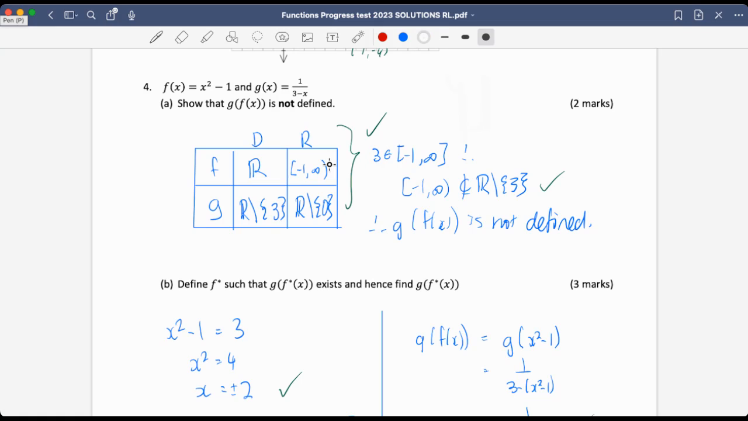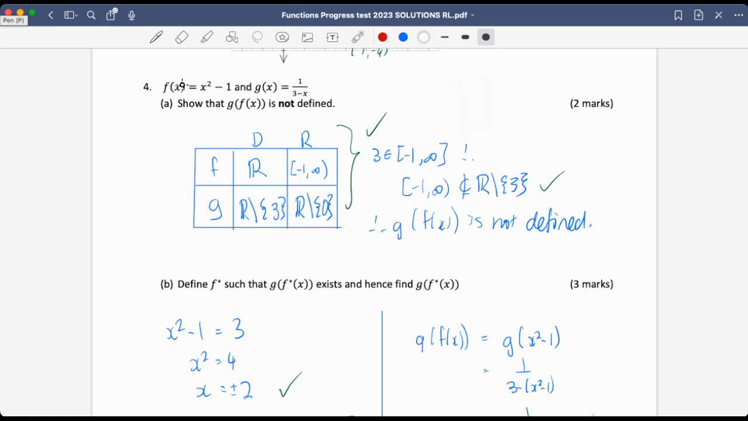So what you do is you take the rule for f of x, which is x squared minus 1, set it equal to the boundary. In this case, the boundary is a value it can't be. So the boundary is 3. You set it equal to that value and solve for x. And this will tell me the x values that would produce 3 from f of x.